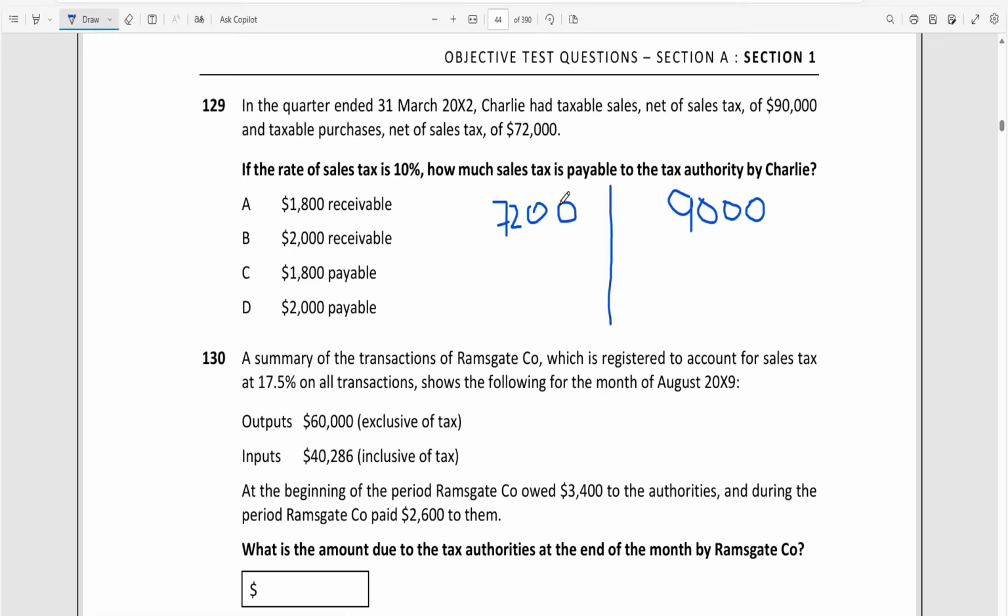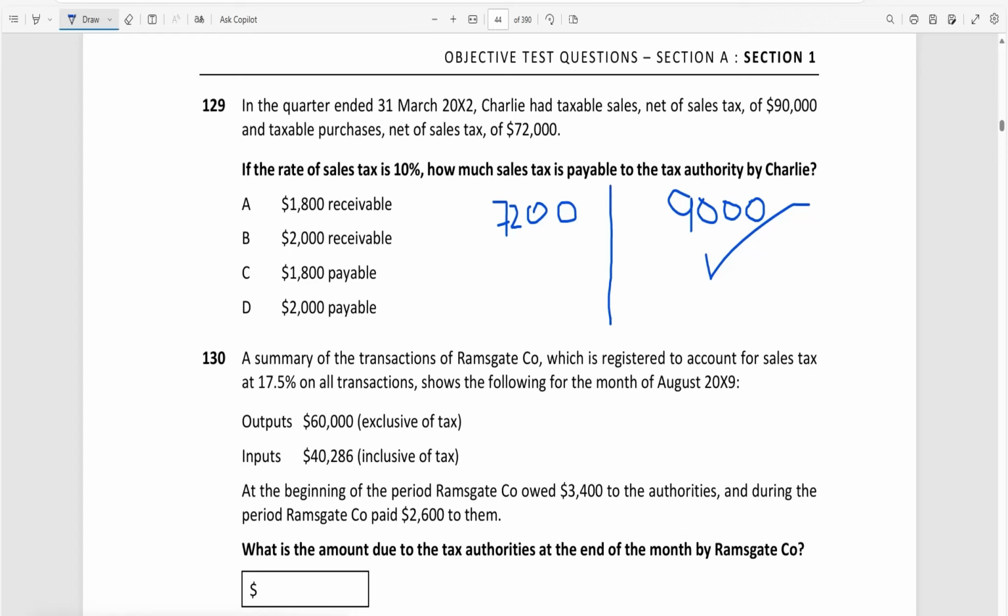Okay, so now the question is asking how much tax is payable to the tax authority by Charlie. As you can see, the credit balance is higher than the debit one. So that means liability is more. So the difference is 1,800 that needs to be paid to the tax authority by Charlie. So 1,800 will be payable.